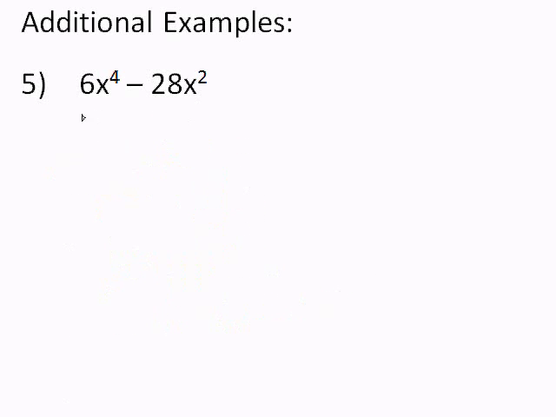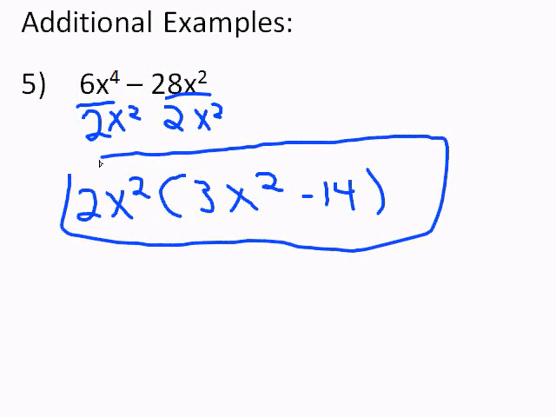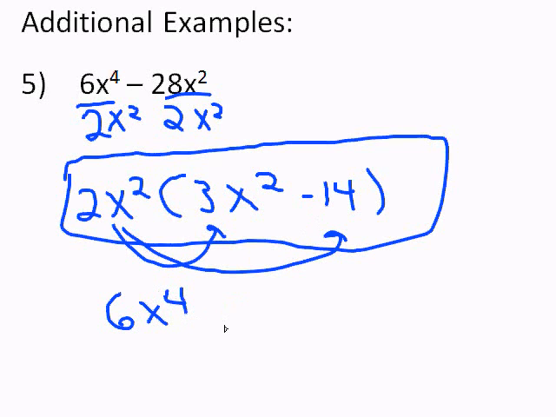For the first example, you'll notice that they're both divisible by the largest number of 2. Also, x squared, x to the fourth, they both have at least x squared in common. So we get 2x squared, and we get 3x squared minus 14. And the x squared over x squared cancels. So this should be our factored form. By distributing 2x squared into the parentheses, 2x squared times 3x squared gives us 6x to the fourth. 2x squared times negative 14 gives us negative 28x squared. Since it matches our original expression, we know that our answer checks out.